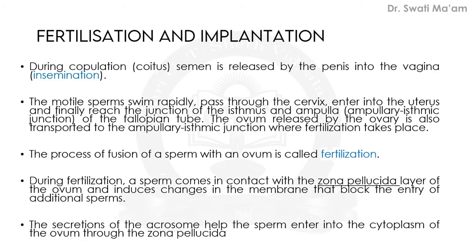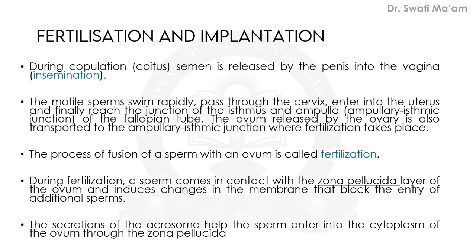These motile sperms, which are released from the male reproductive part, swim rapidly, pass through the cervix, enter into the uterus, and finally reach the junction of isthmus and ampulla, which is also known as the ampullary isthmic junction, present in the fallopian tube. The ovum released by the ovary is also transported to the ampullary isthmic junction, where fertilization takes place. So, the process of fusion of sperm with ovum is known as fertilization.